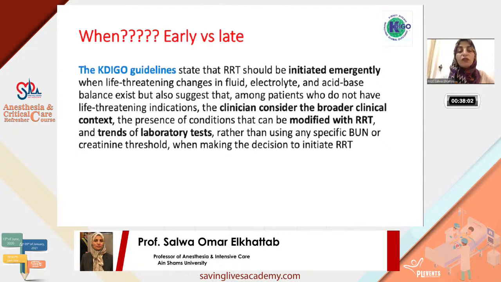If there are modifiable or reversible causes you can work with, look at the trends of renal function and other biomarkers, clinical data and laboratory tests, urine output, and the clinical condition of the patient. And again, one of the recommendations is a multidisciplinary opinion: the intensivist together with the nephrologist have to discuss, is it okay to start now or better to delay if there is still a chance to improve the condition of the patient?